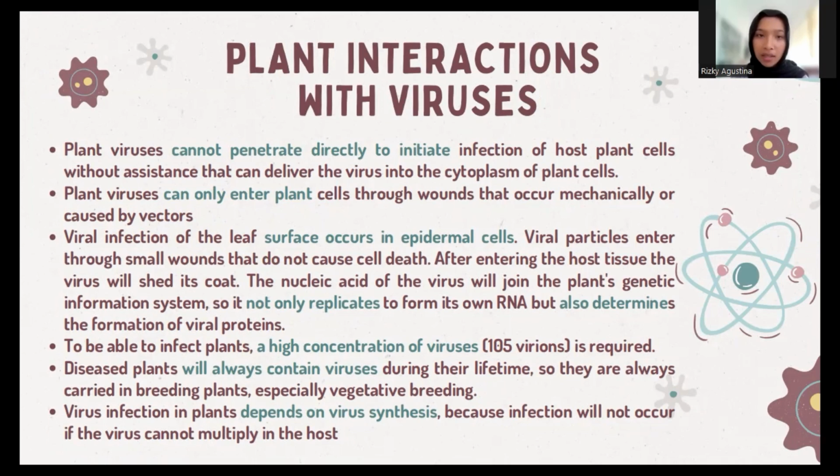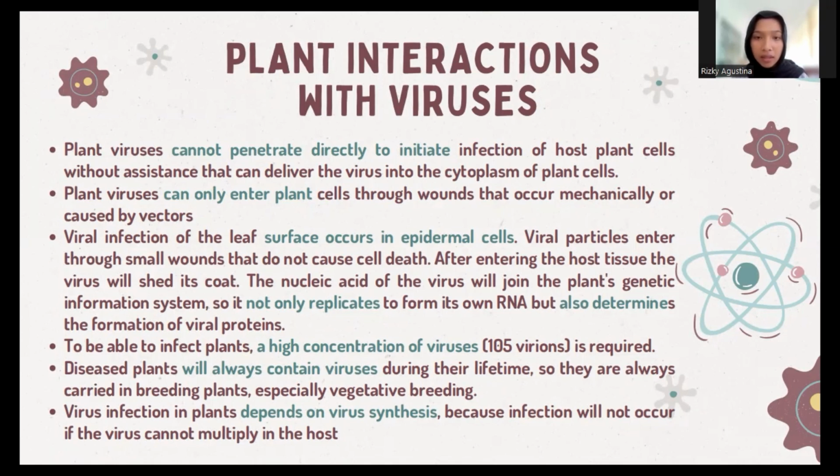Next is plant interactions with viruses. Plant viruses cannot penetrate directly to initiate infection of host plant cells without assistance that can deliver the virus into the cytoplasm of plant cells. Plant viruses can only enter plant cells through wounds that occur mechanically or are caused by vectors. Viral infection of the leaf surface occurs in epidermal cells. Viral particles enter through small wounds that do not cause cell death.